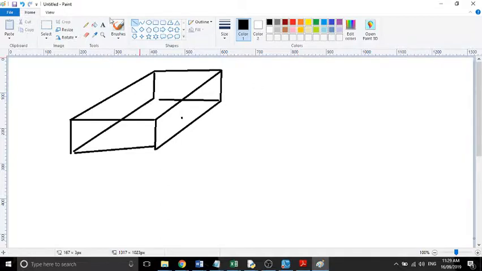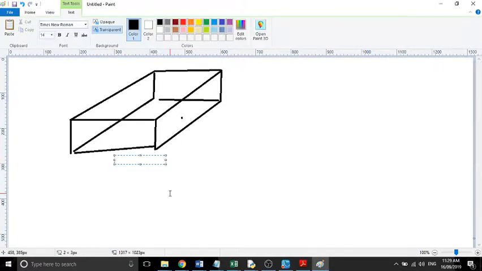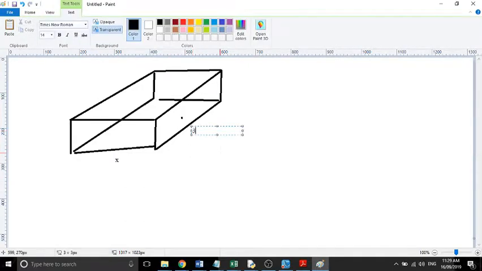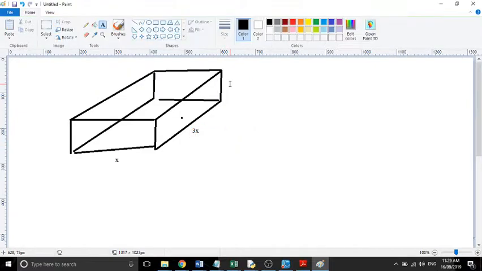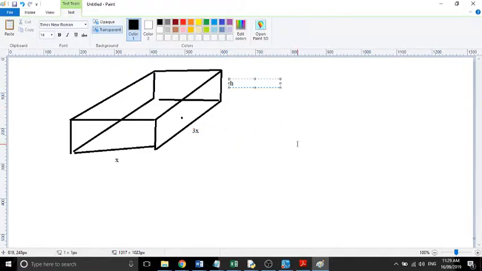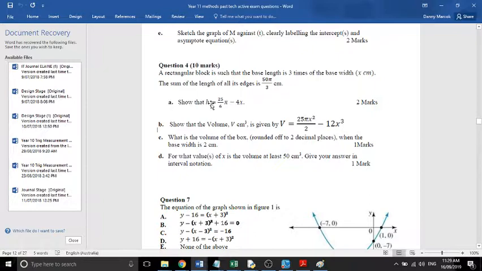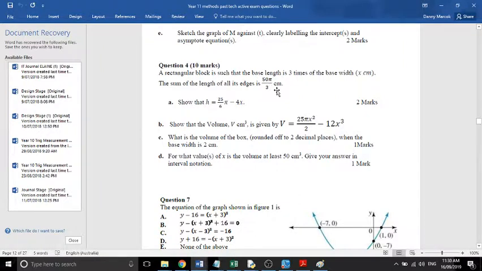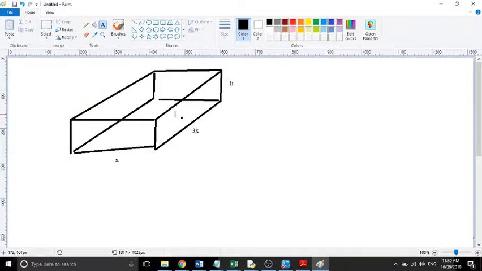Okay, so then we've got x here, and we've got 3x here, and we're going to label the height as h for now, because the question told us we want to show that h equals this. So we know that all of these add up to 50 pi over 3. So what we're going to do is look at all of those things there.